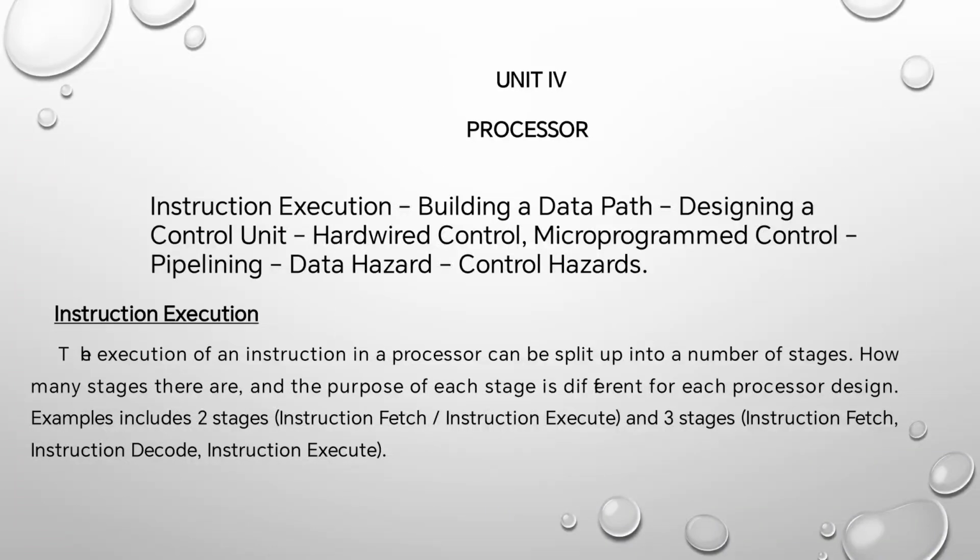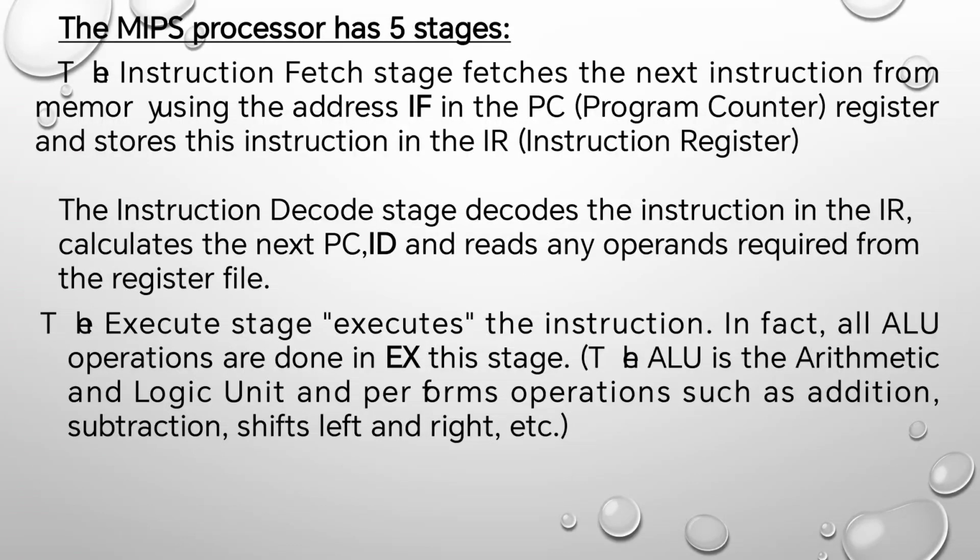Processor instruction execution. The instruction execution in a processor can be split up into a number of stages. How many stages there are, and the purpose of each stage, is different for each processor design. Examples include two stages and three stages. The two stages are instruction fetch and instruction execute, and the three stages are instruction fetch, instruction decode and instruction execute. The MIPS processor has 5 stages.